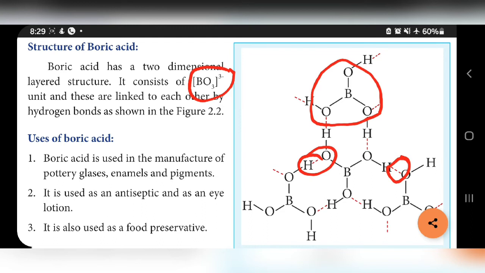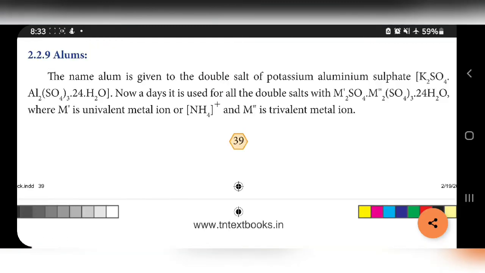as an antiseptic, and also it is used as an eye lotion, and it is also used as a food preservative. Totally 3 uses are given in uses of boric acid. So, with this, the boric acid topic is over. Topic: alums.